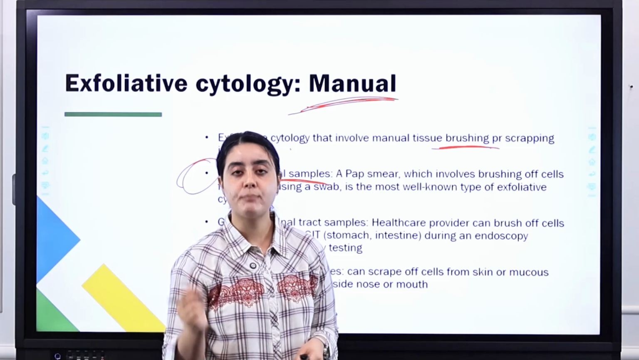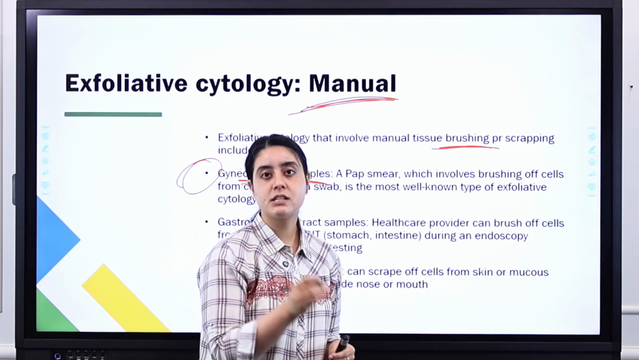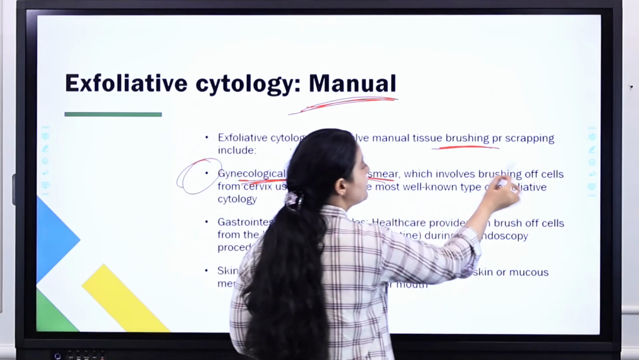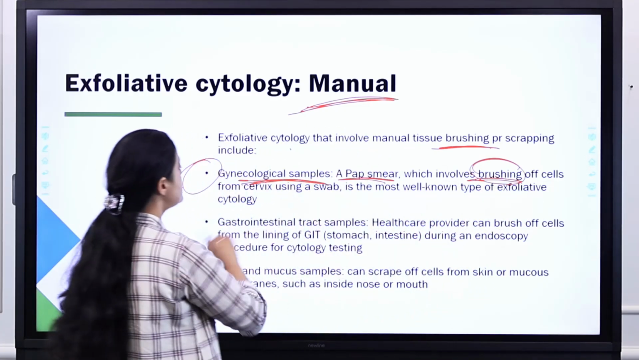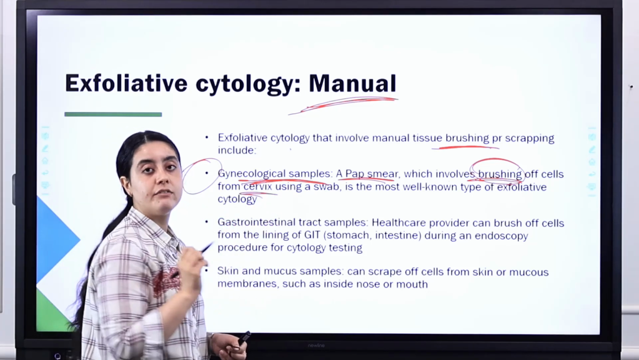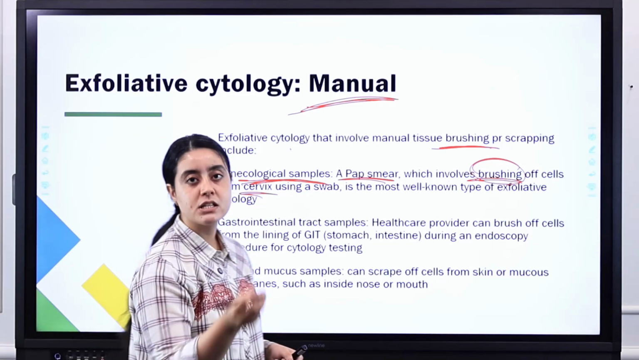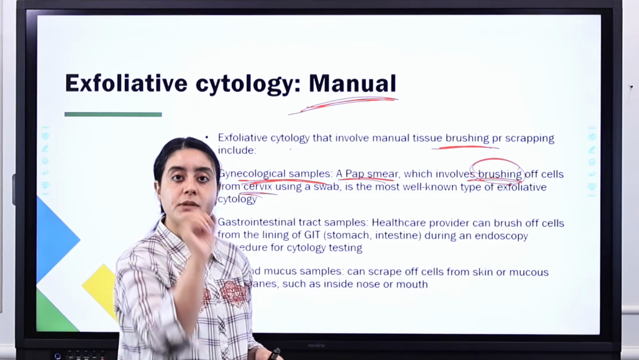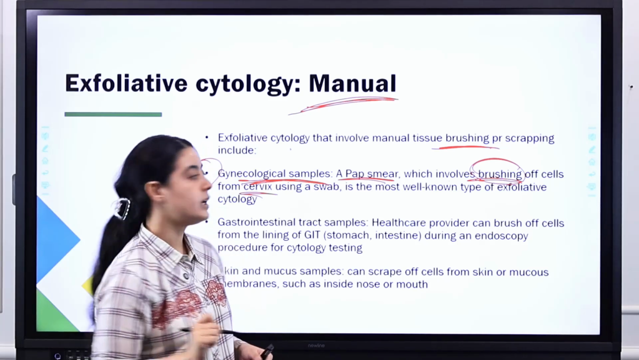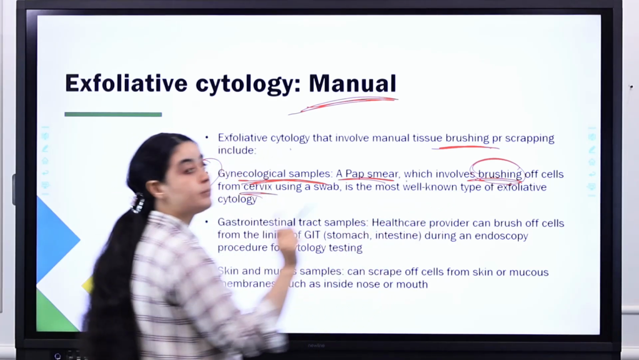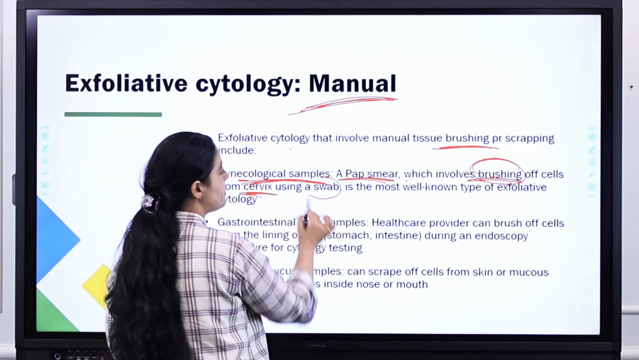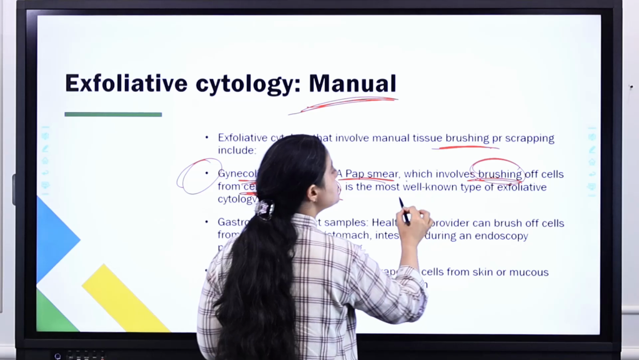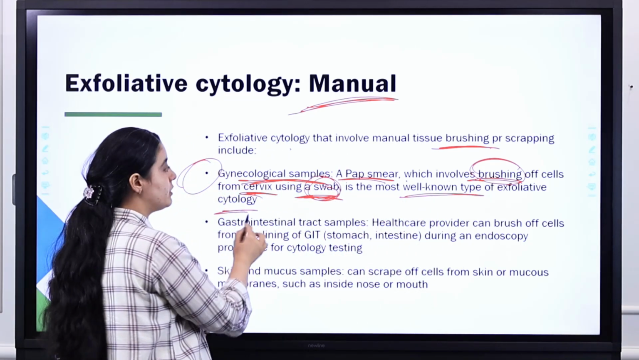Like pap smears, we take pap smears from women in whom there is a chance of cervical cancer. A pap smear involves brushing of cells from the cervix region. When we assume there may be a chance of cervical cancer in the woman, we have to collect a smear from the cervix region into the vagina of the woman. A pap smear involves brushing of the cells from the cervix using a swab. Here you cannot use the brush, you use a swab.